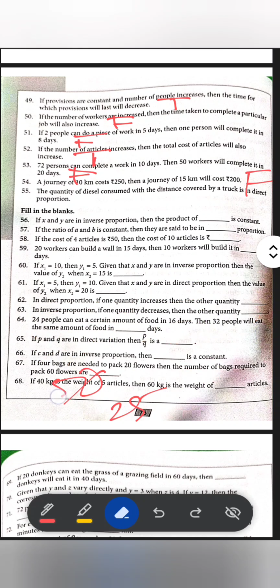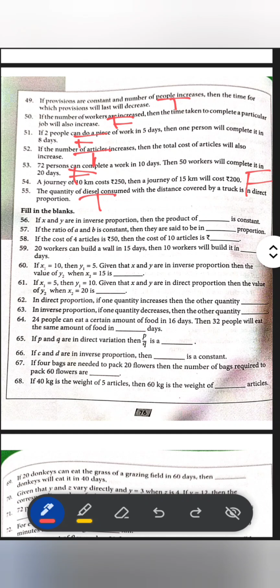Now come to the next question. This is the last question of true or false. The quantity of diesel consumed with the distance covered by a truck is in direct proportion. Yes, the more distance you need to cover, the more petrol or diesel you need for your vehicle. So this statement is also true. So here we have finished almost all the true or false questions. Let's go for the next part.